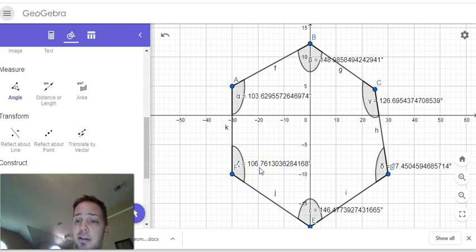So if you know the sum of the interior angles and you're missing one, you can subtract all the other angles you do know to figure that out.